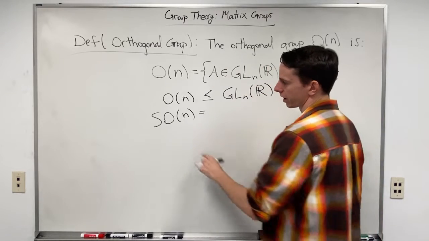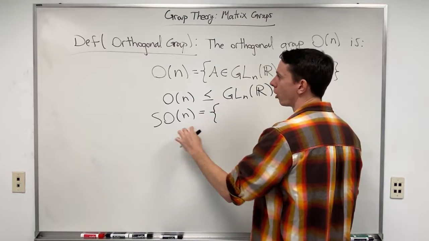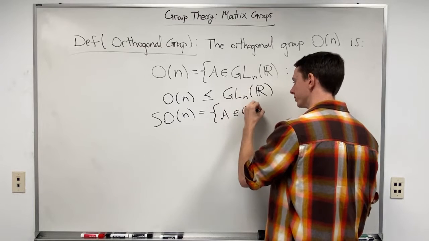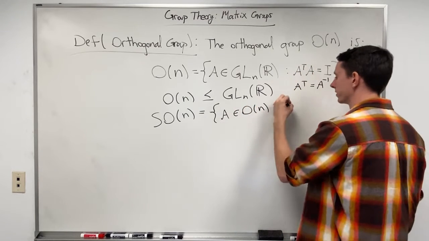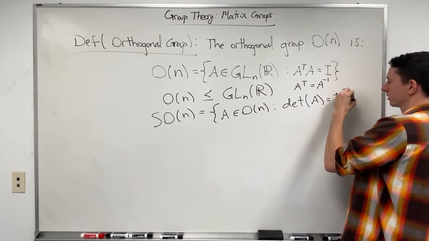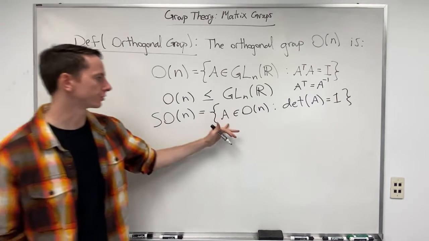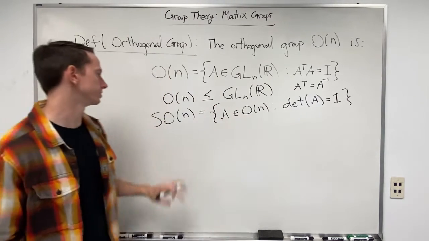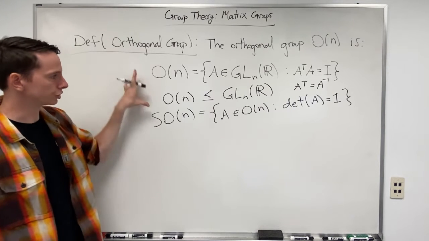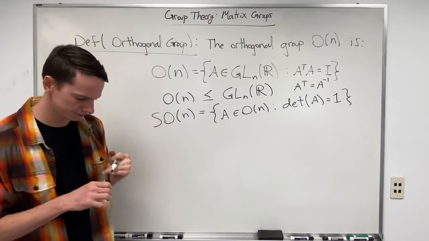So the special orthogonal group is called SO of n. And it is going to be the set of all matrices in the orthogonal group, so the set of A in the orthogonal group, with the property that their determinant is 1. We said in the previous whiteboard that the determinant could either be +1 or -1. The set of matrices with the determinant of +1 are the matrices in the special orthogonal group. So just introducing these two, hopefully that makes sense.